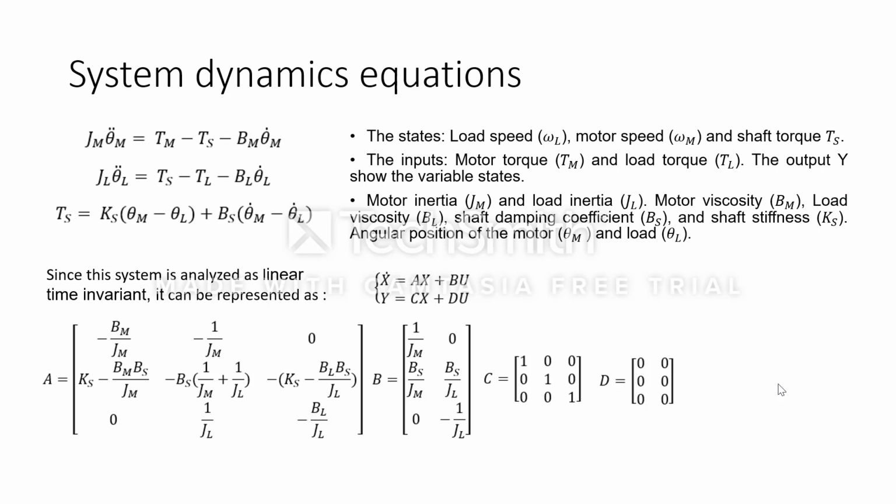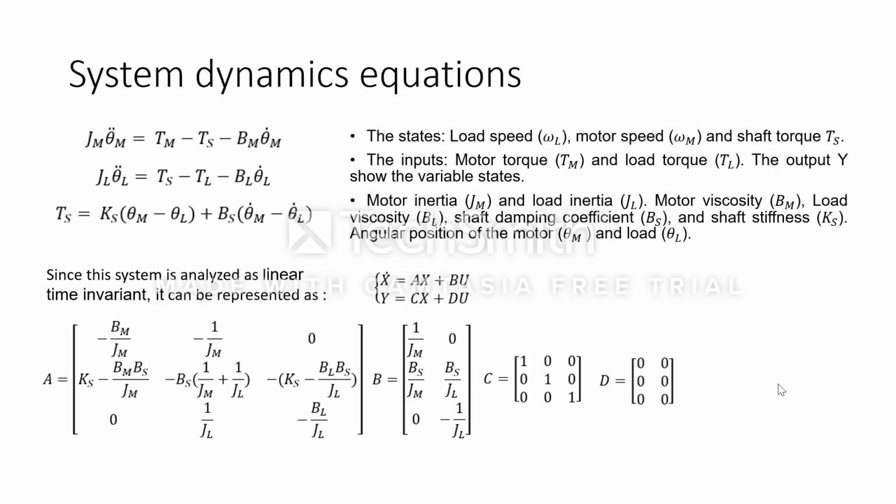Now the system dynamic equations are presented here. For these dynamic equations, we take the states of the system as the load and motor speed, as well as the shaft torque. These, the load and motor speed, are always changing, right? Now the inputs that we take for the systems are the motor torque and the load torque, since these will be disturbances for the closed loop operation.